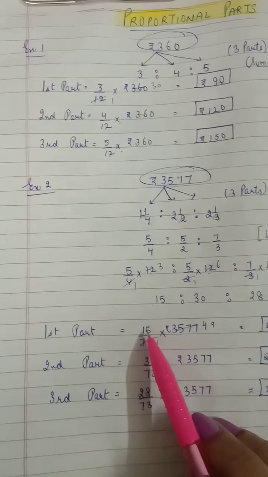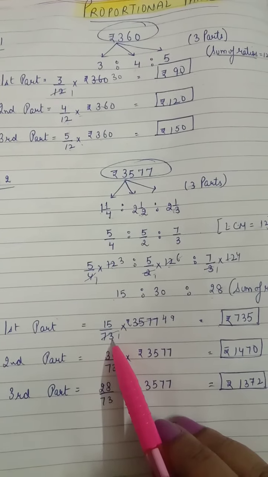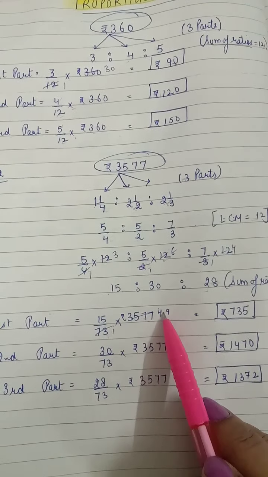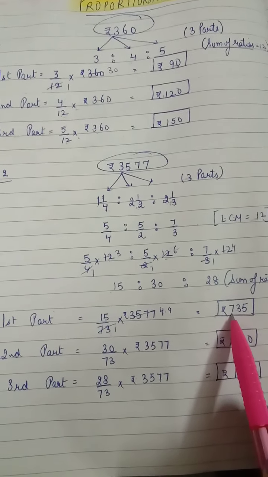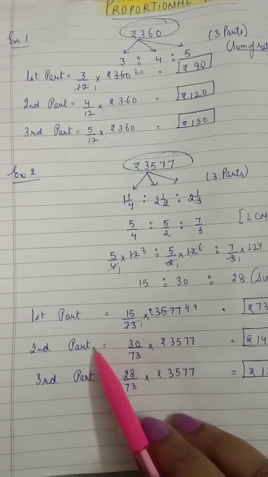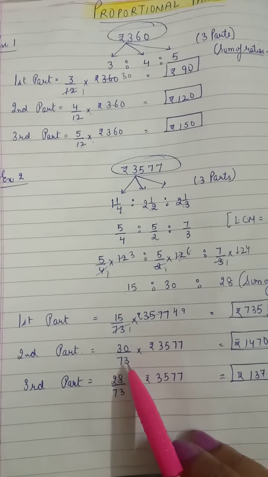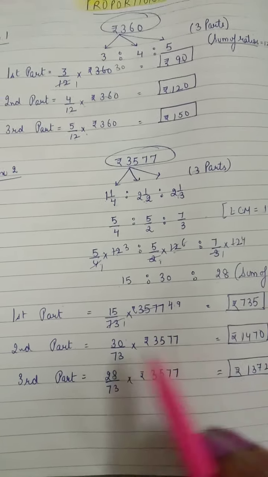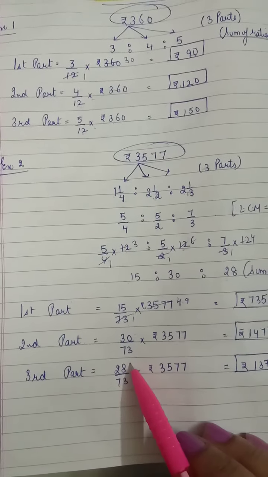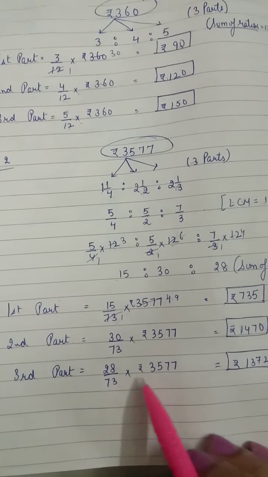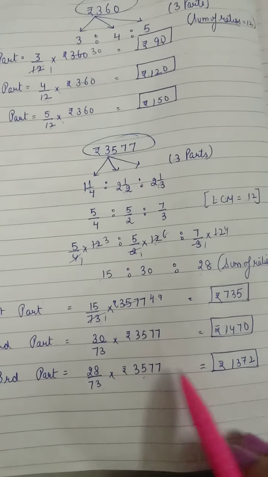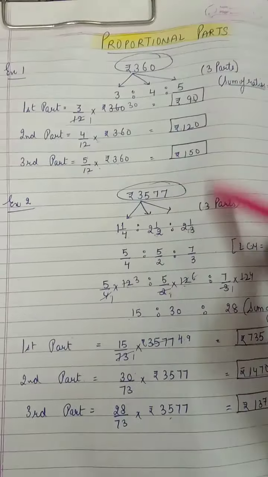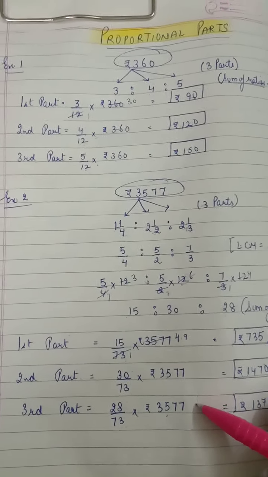First part: ratio of first part upon total of the ratios multiplied with the money we want to divide, 15 upon 73 into 3,577, 73 cancels with 49, rupees 735 is the first part. Second part: ratio of second part upon total of the ratios multiplied with the money we want to divide, that answer is rupees 1470. Third part: 28, that's the ratio of third part upon total of the ratios multiplied with the money we want to divide, and it's 1372. Now this will make the questions easier to solve.